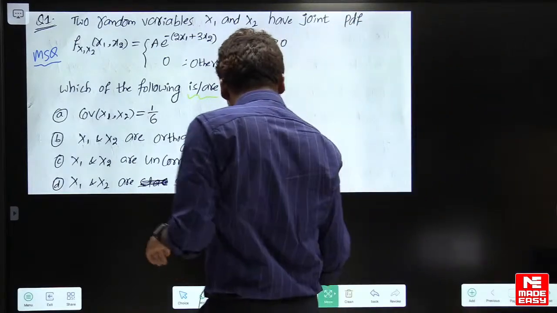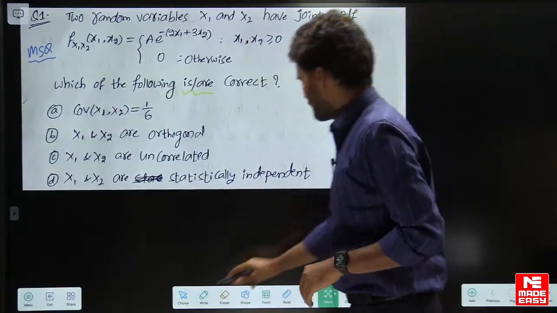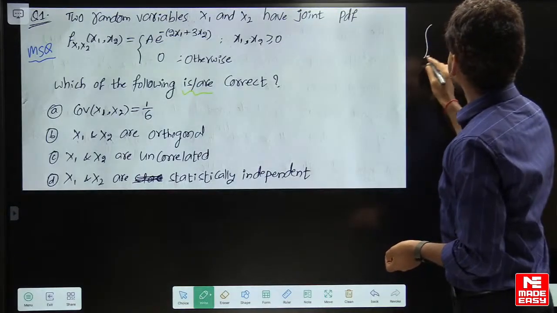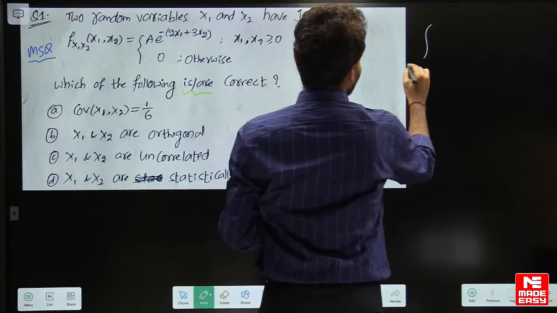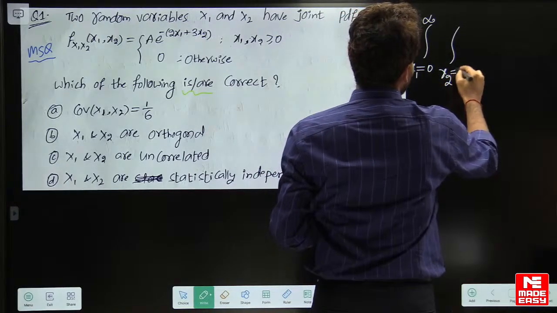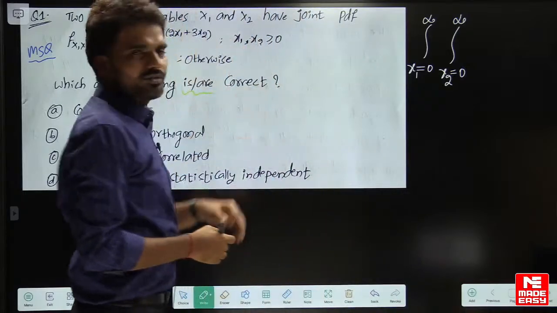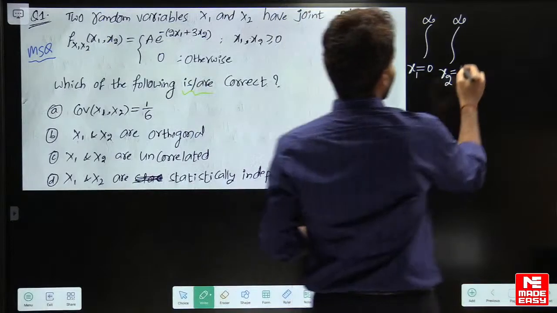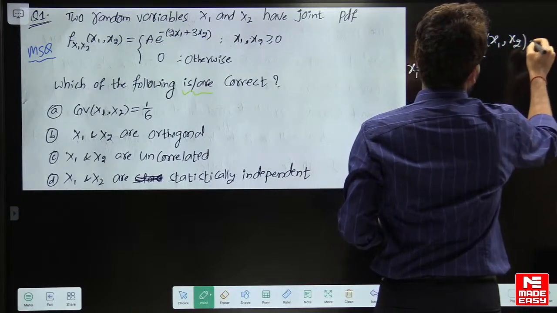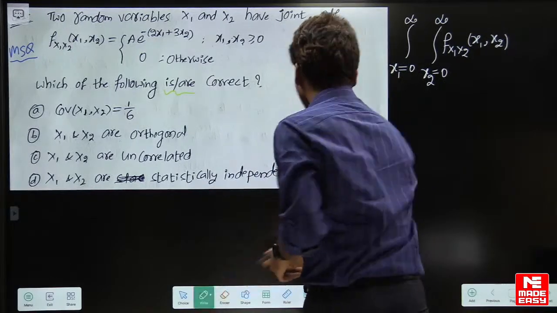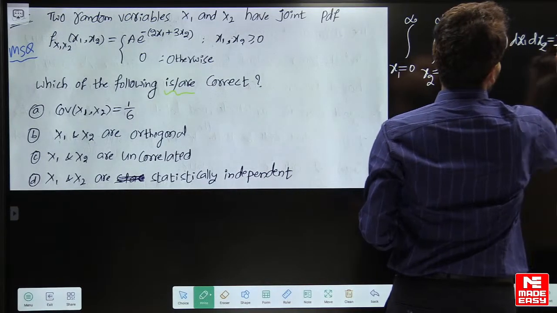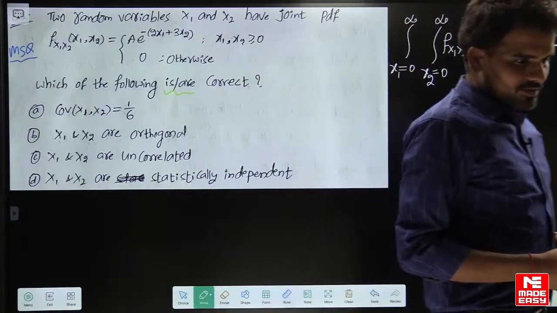Yes, the total area under the density function equals 1. So this is a double integration: x1 greater than or equal to 0, so x1 goes from 0 to infinity, and x2 also from 0 to infinity. Both x1 and x2 take values greater than or equal to 0. The integral of f(x1, x2) dx1 dx2 is equal to 1. So the total area under the density function equals 1.